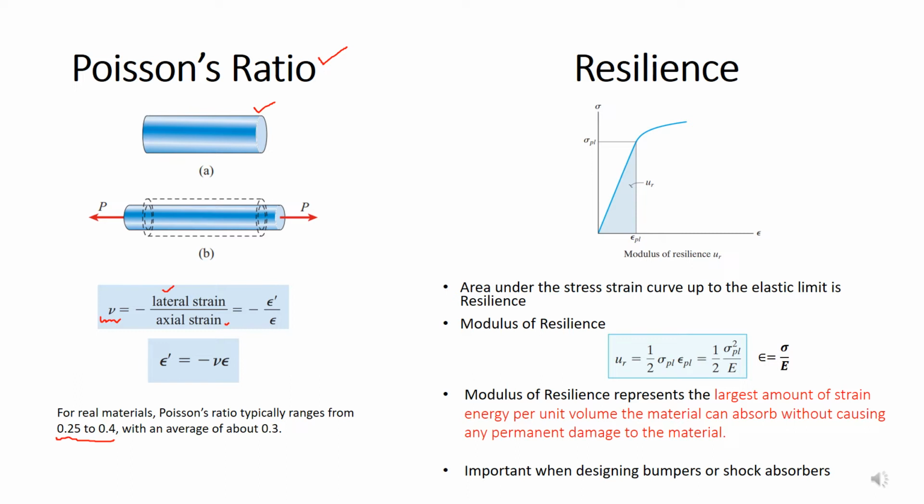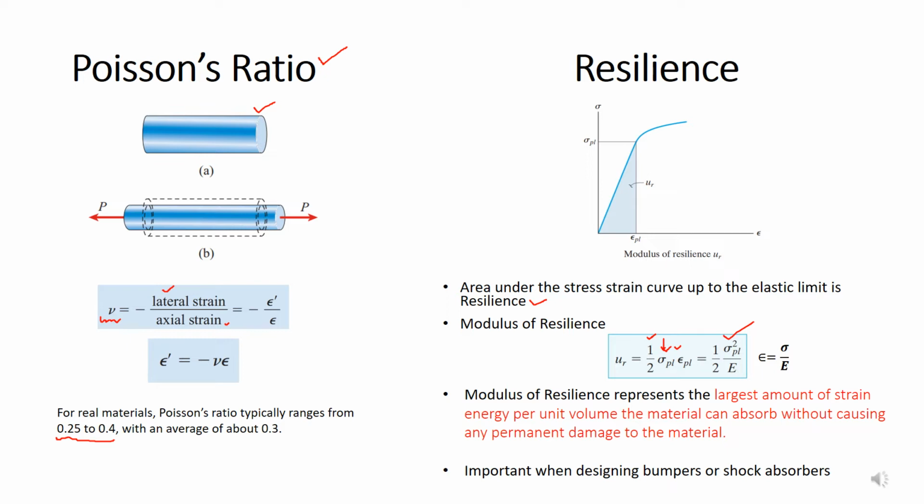Then we have resilience. Elastic deformation we all know. If you take the area of the stress and strain curve up to the elastic limit, then this is known as the resilience. And modulus of resilience is the area under this stress and strain curve. Here this is a triangle, and the area of this triangle is 1/2 base into height. The base is the strain value, the height is the stress value, and there is a relation between stress and strain according to Hooke's law. If you put the value of strain equal to sigma over E in this equation, then you will obtain the modulus of resilience equal to 1/2 into sigma squared over E.